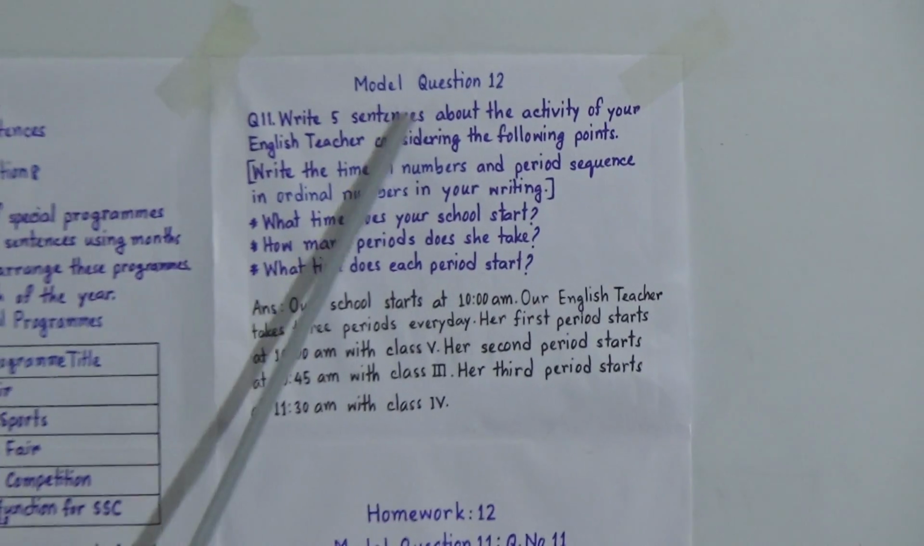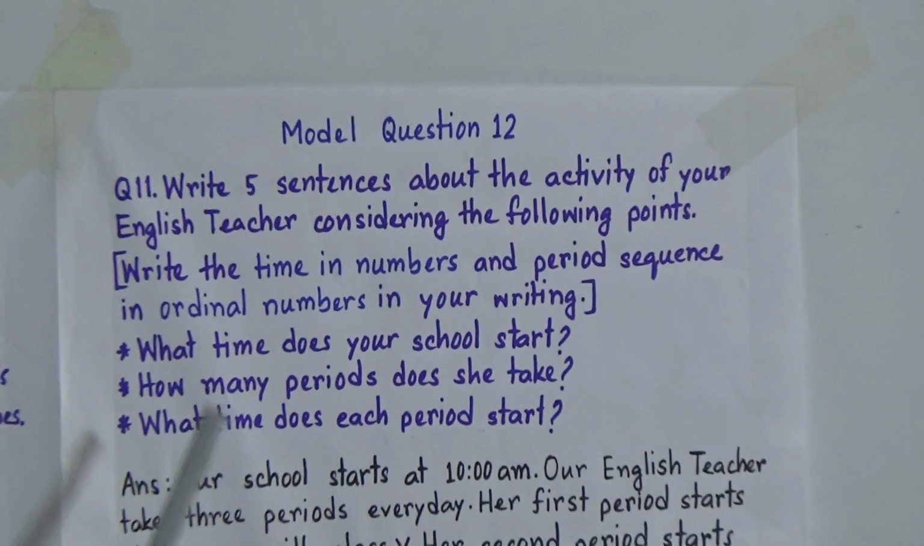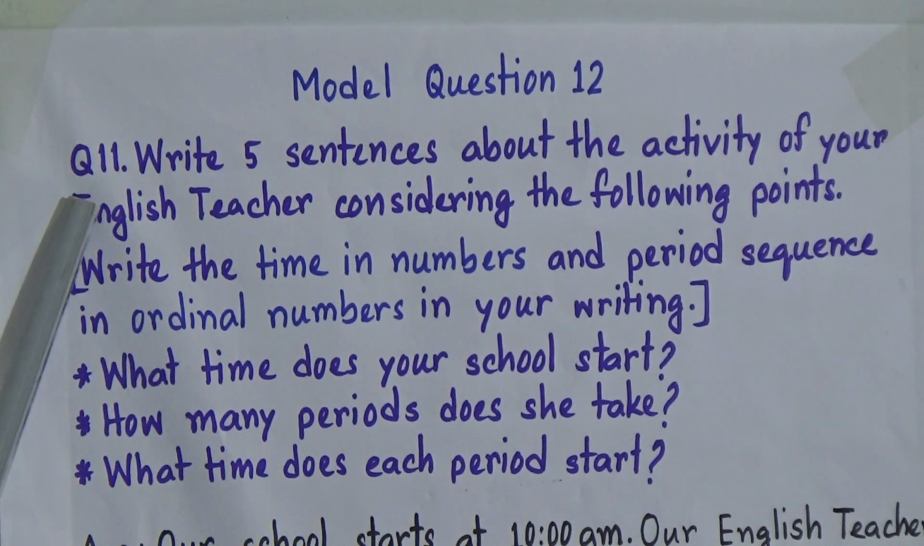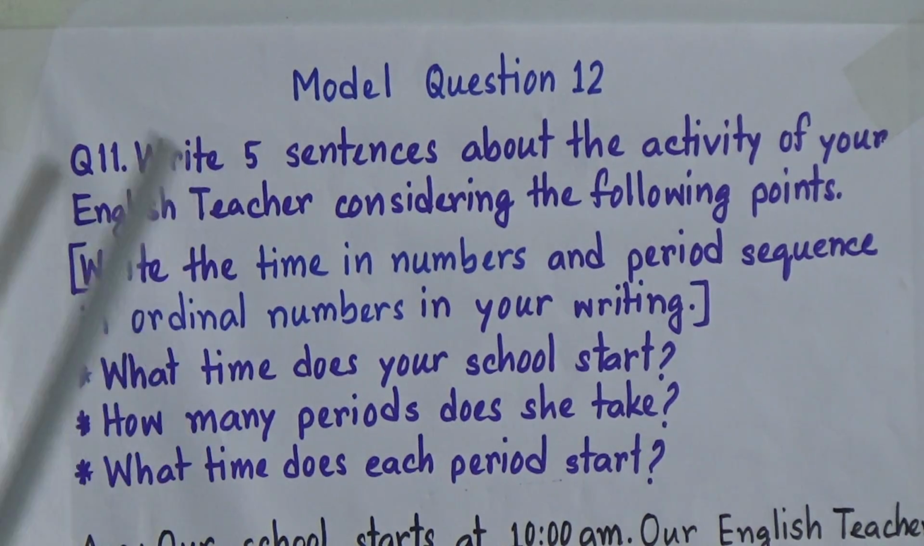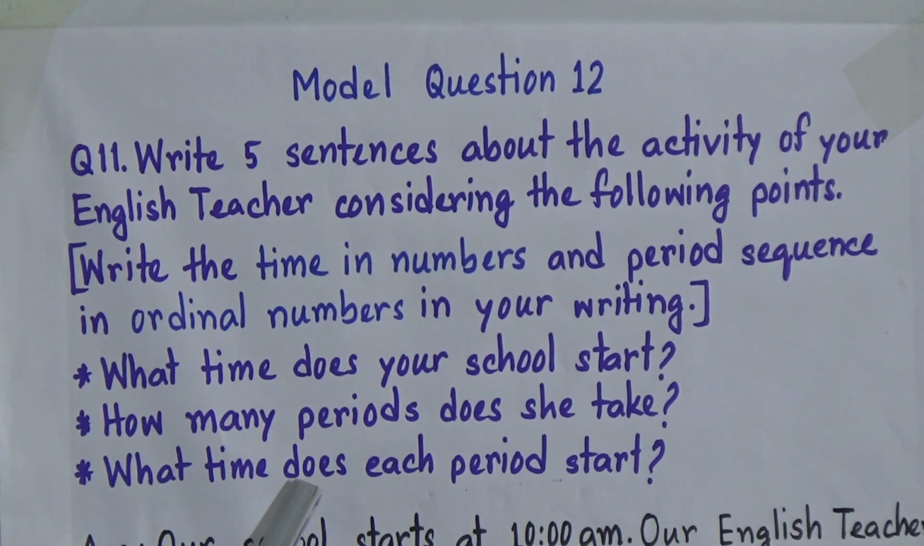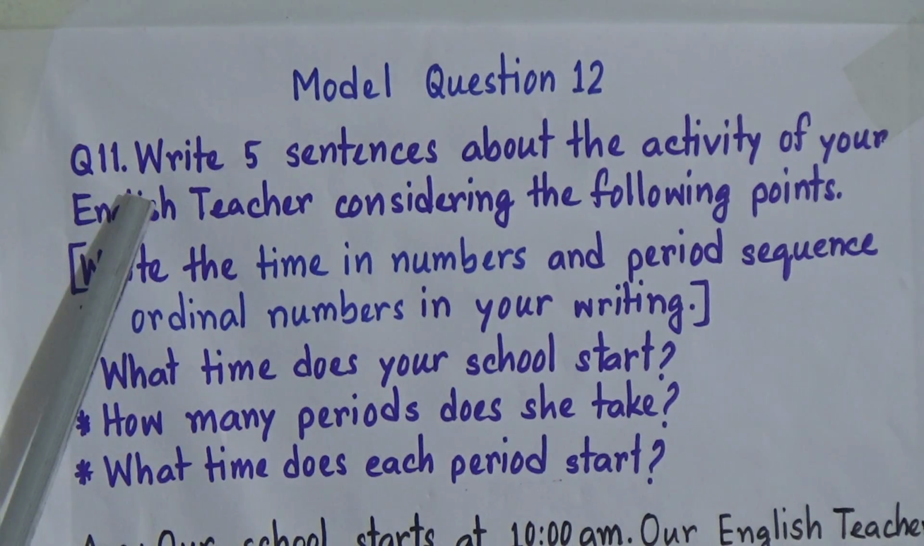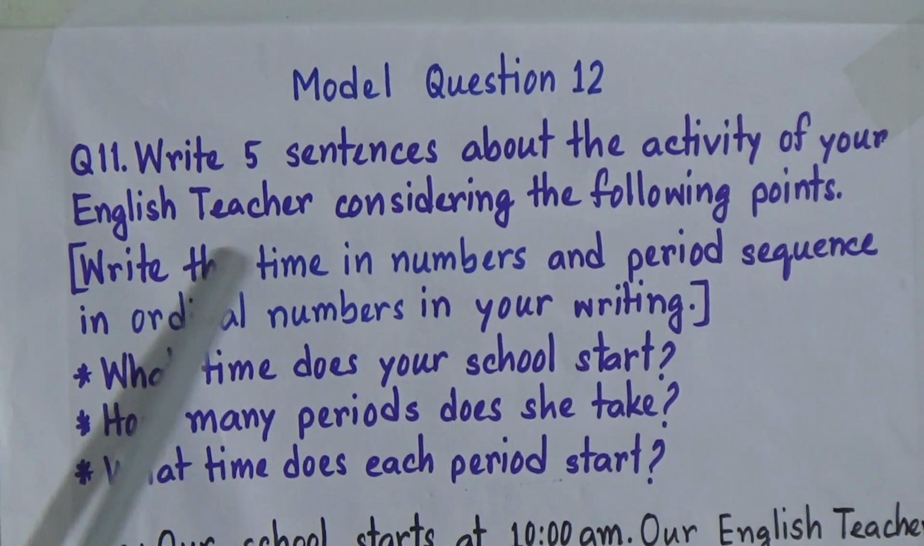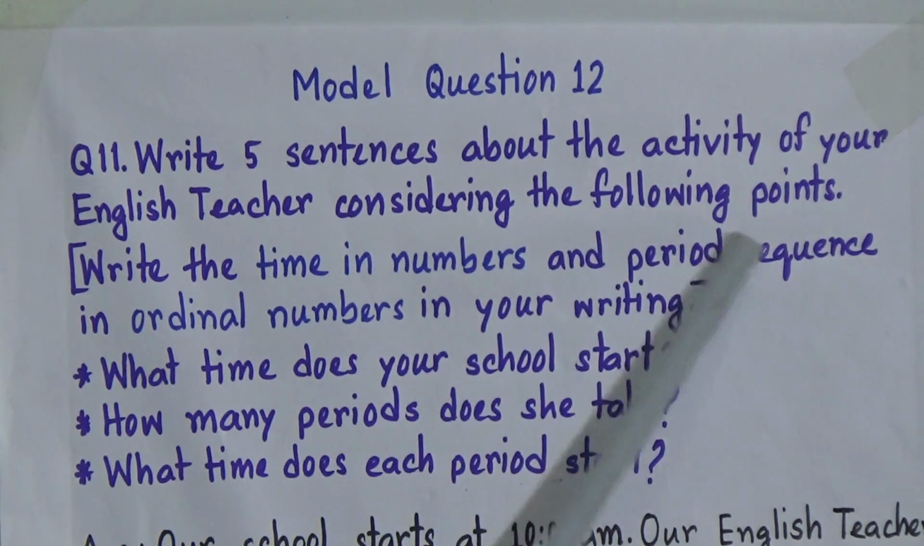Now, look, this is model question 12, and this is question number 11 from this model question. Some key points are given in this question and you need to use these key points in your writing. So, let us read the question. Write 5 sentences about the activity of your English teacher considering the following points.